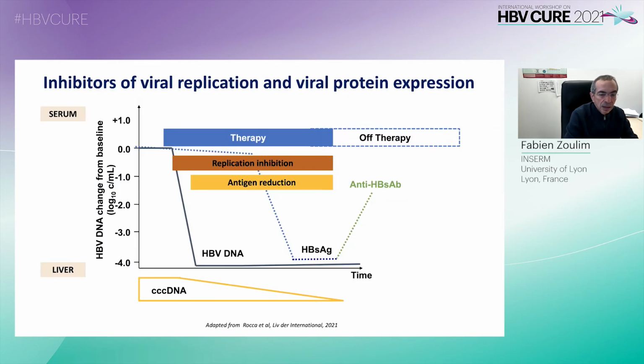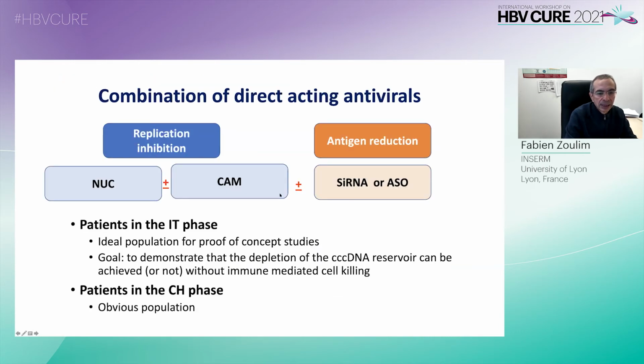For instance, there is a strategy where investigators try to combine direct-acting antivirals with different modes of action, nukes, capsid assembly modulators, siRNA, to see whether we can deplete the pool of cccDNA. And this is summarized here.